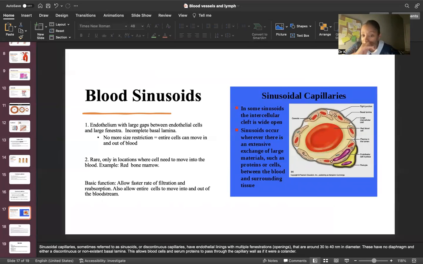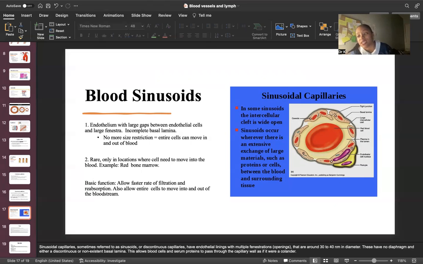And then you have the blood sinusoid, which is interchangeable with sinusoidal capillaries, right? These are your rarest, and the leakiest type of capillary. Sinusoid capillaries allow for the exchange of large molecules, even cells. Cells can get through them.